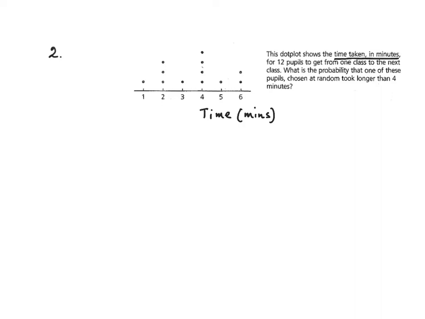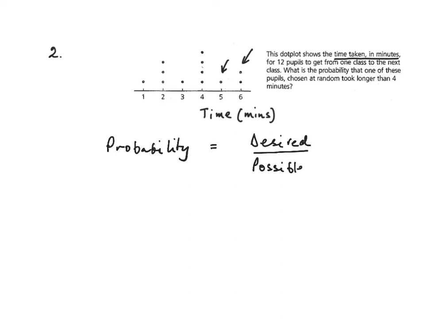Now, which dots represent times longer than 4 minutes? It's these two dots here, which represent 6 minutes, and this dot here. The formula for the probability is the number of desired outcomes over the number of possible outcomes.